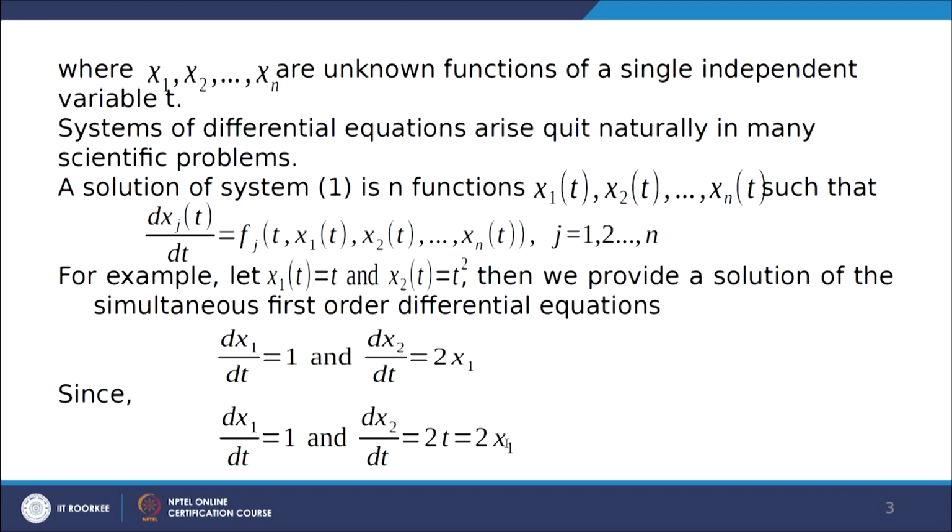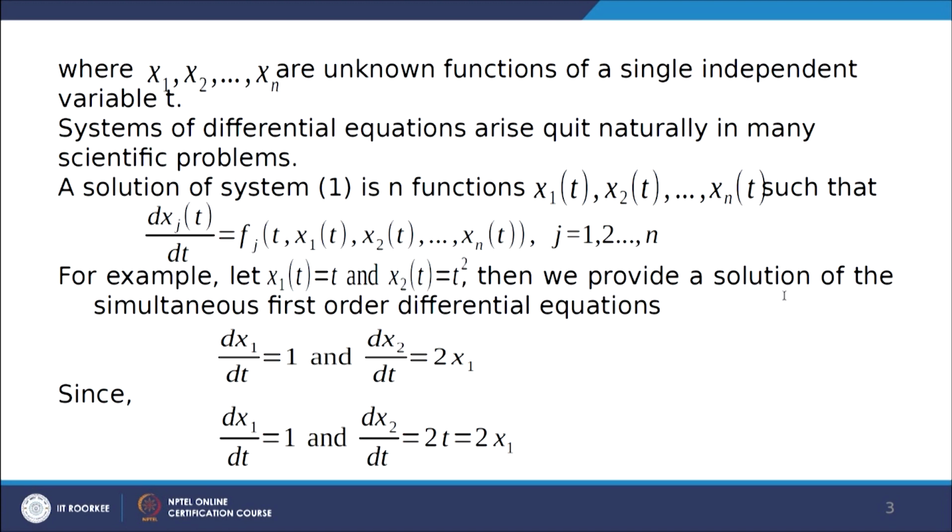A solution of system 1 is a set of n functions x1(t), x2(t) and so on xn(t), such that dxj by dt equal to fj(t, x1(t), x2(t), ..., xn(t)). That means the n functions x1(t), x2(t), ..., xn(t) satisfy the system of differential equations given by 1. Now, for example, let us consider x1(t) equal to t and x2(t) equal to t square.